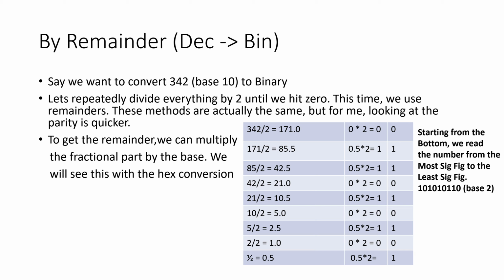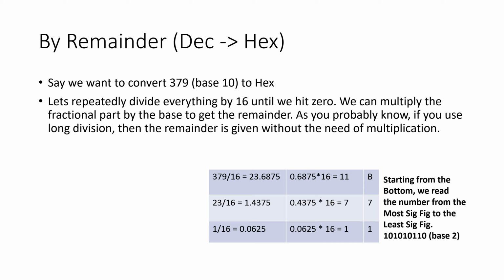So, like normal, 342 divided by 2 is 171, even. 171 divided by 2 is 85 and some change. And then 85 divided by 2 is 42.5, and 42 divided by 2 is 21.0, even. So multiply the base by the fraction part, and you get the remainder.